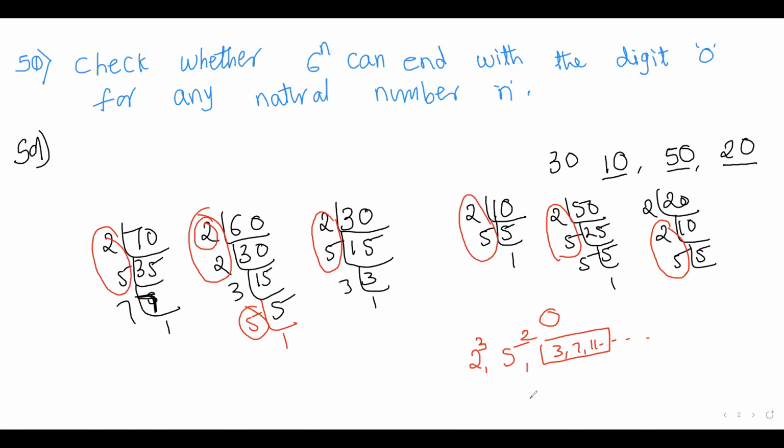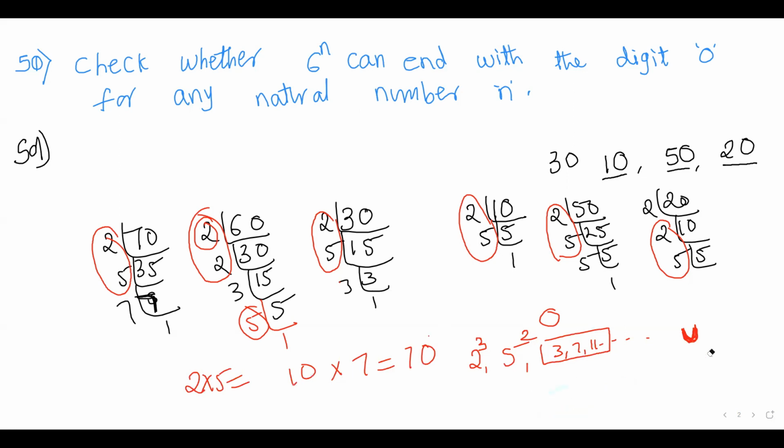But at least one 2 and one 5 should be present in the factorization if it is going to end with the digit 0. That means if the units place has 0, then in its factorization you will find at least one 2 and one 5. Why is it so? Because 2 fives are 10. When you multiply any number with 10, definitely it will end with 0.